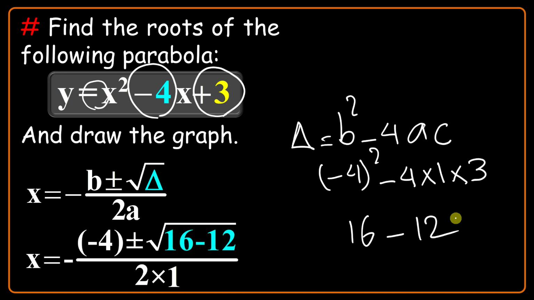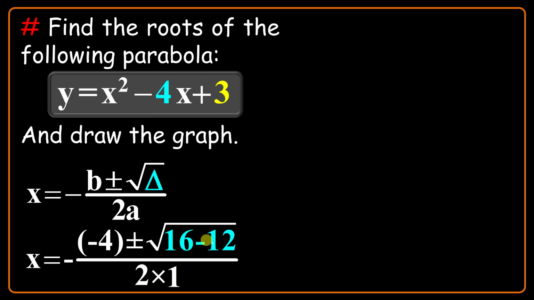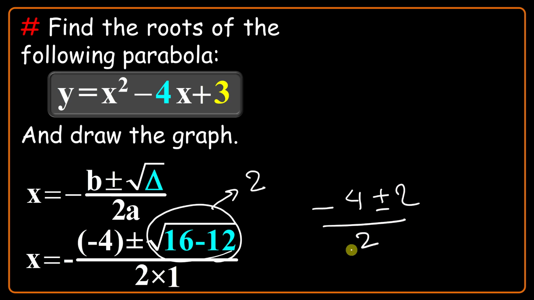I substitute the values here. And as you see, the square root of 4 will be 2. So the answer will be negative of negative 4, that is 4, plus or minus 2 over 2. The answer will be 1 and also 3.